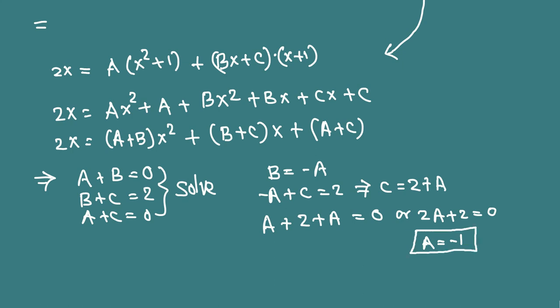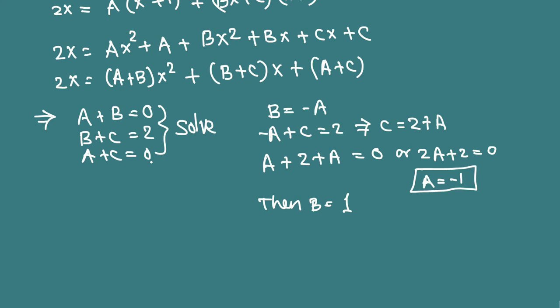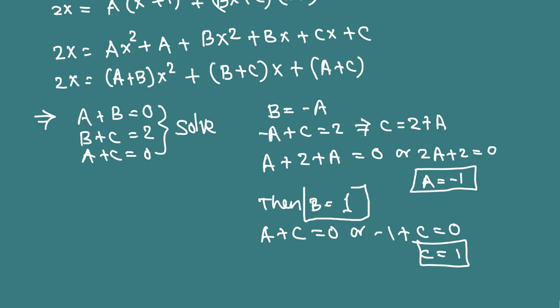Now we can find all the others easily. a equals negative 1. Then b is negative a, so negative of negative 1. This is positive 1. So b is positive 1. And how about c? Let's go to the third equation. a plus c equals 0. And a is negative 1. So negative 1 plus c equals 0. Move 1 over. So c equals 1. So c is 1, a is negative 1, b is 1.